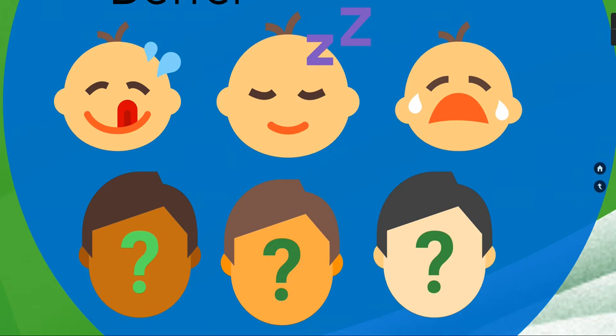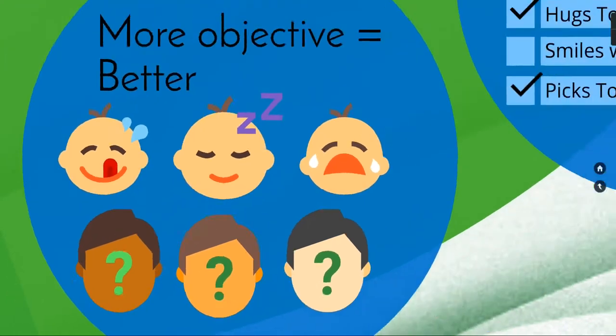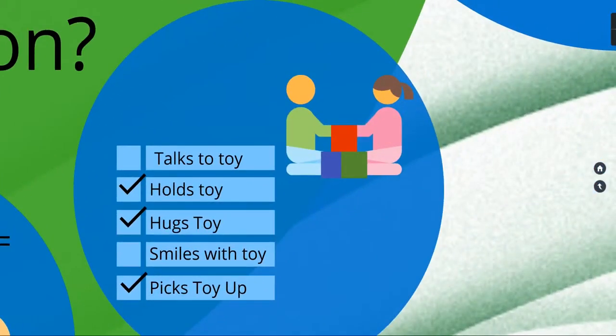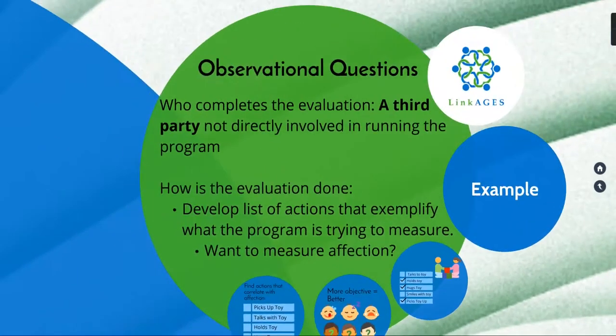After the facilitators have a list of actions, the third-party observer mentioned earlier watches the interaction and checks off to see if and how many times the participant completes them. And depending on these results, the researchers can draw conclusions based off this information. Let's do a full example now from start to finish.